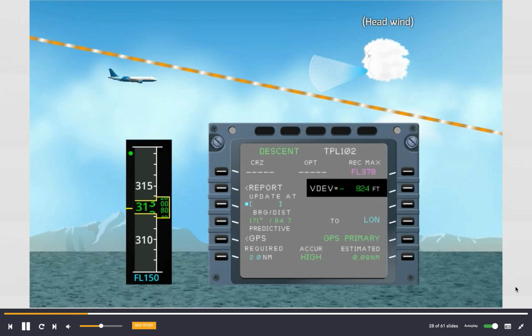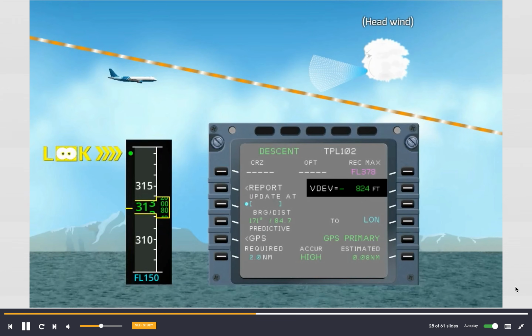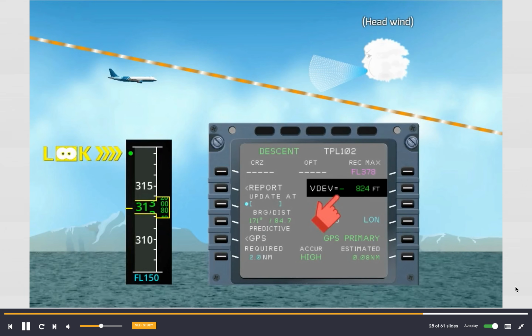If the aircraft is below the descent path, vertical deviation is up on the primary flight display and negative on the progress page.